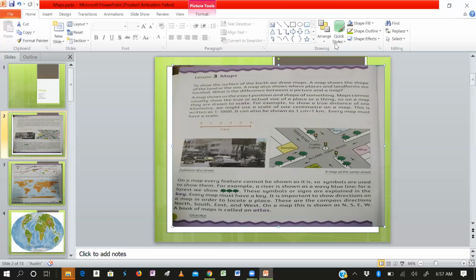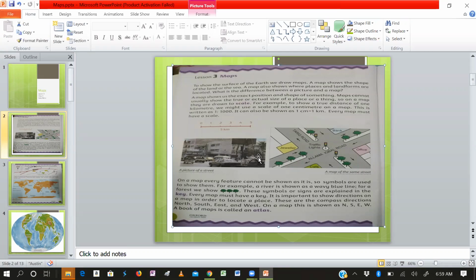So, my dear students, we have read through the whole page, and now we discuss what the difference is between a map and a picture. As you read in the very first paragraph, there was a question: what is the difference between a picture and a map? Now let us see the difference between both. You can see this is a picture and this is a map. Take 2 minutes to think about it. What is the difference between them?